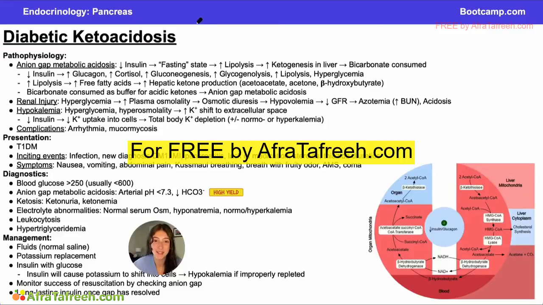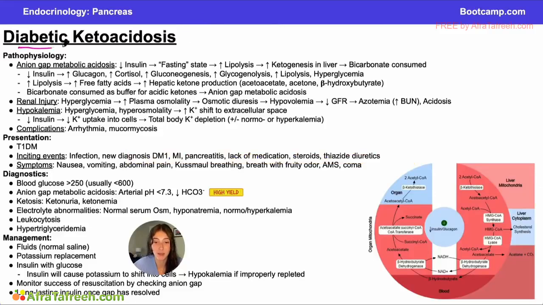Guys, welcome back to our endocrinology chapter. In this section, we'll be talking about diabetic ketoacidosis, and this is a complication of diabetes that I want you to associate with type 1 diabetes. HHS, which we'll talk about in a different video, is more associated with type 2, but DKA with type 1 for this video.